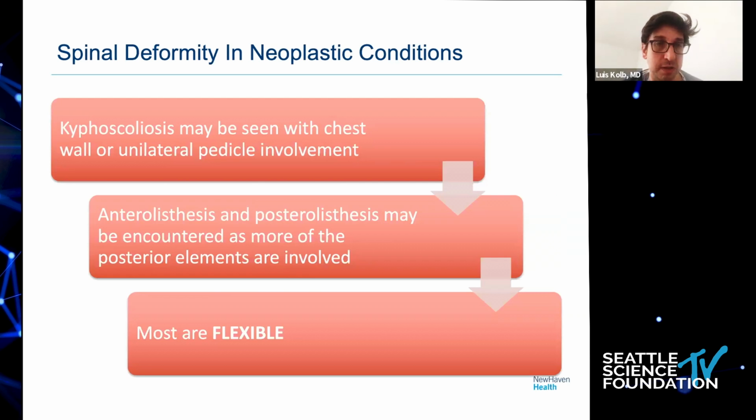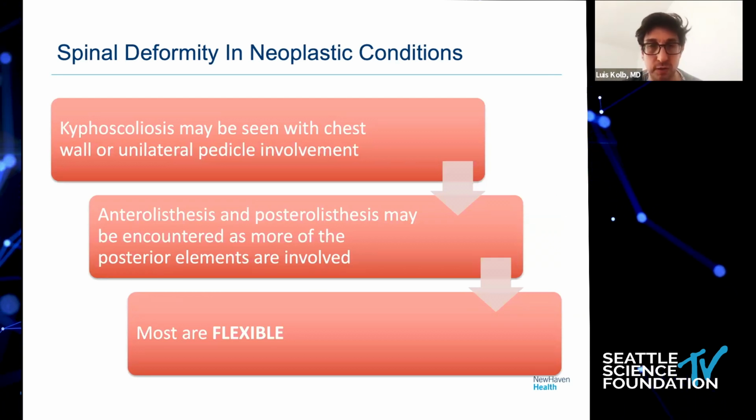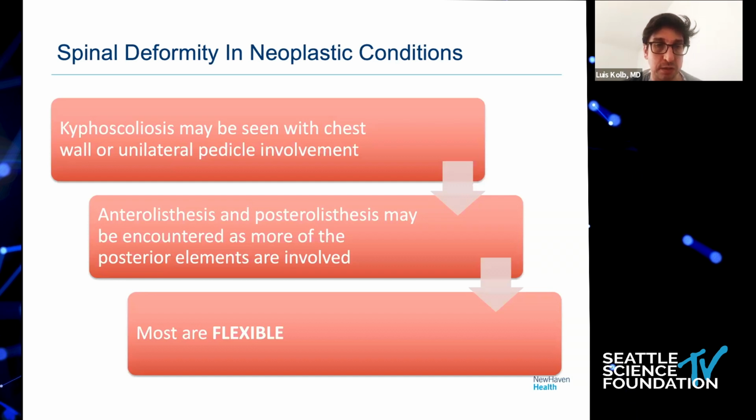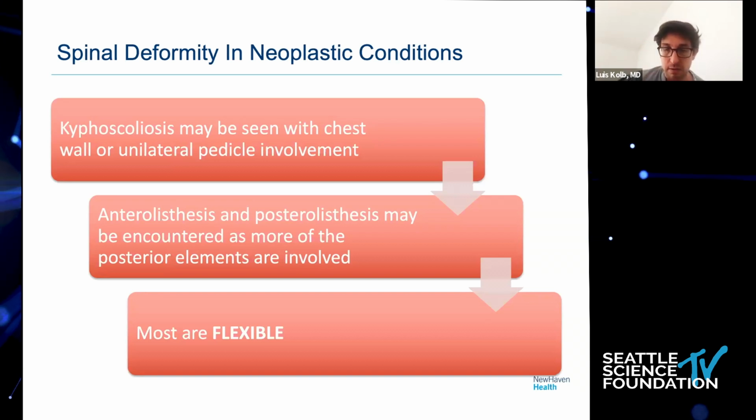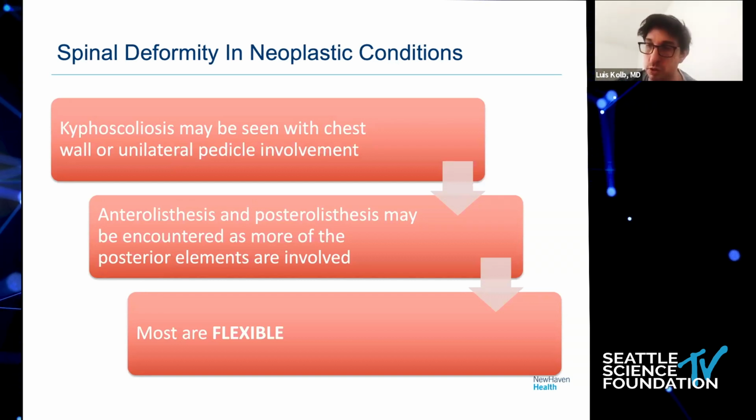Kyphoscoliosis can also be seen in the chest wall, meaning not just proximal kyphosis but also coronal deformities, especially if it involves the chest wall, unilateral pedicles, ribs, and so forth. Anterolisthesis and posterolisthesis may also be encountered, but these are more commonly present when the posterior elements are involved as well. One thing that's very important with these deformities: they're very flexible. They're a lot more like the pediatric population than the adult degenerative population, which is very rigid in nature.